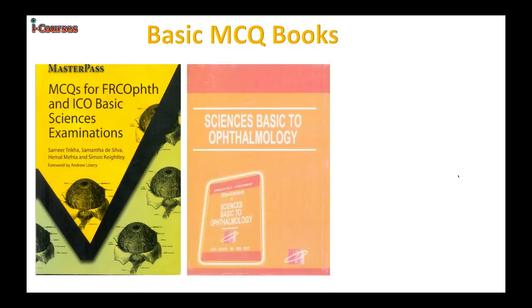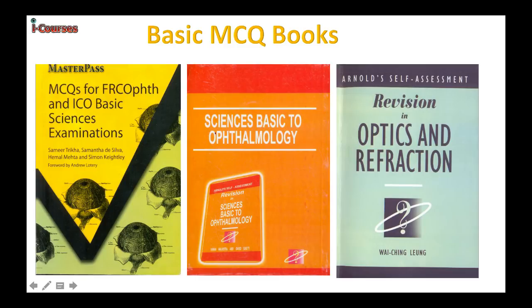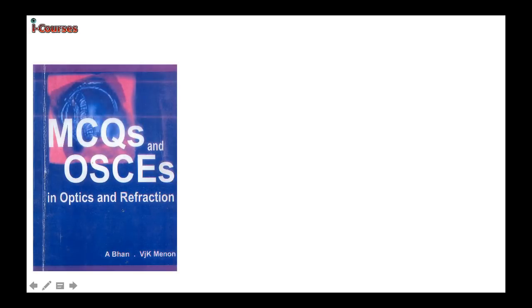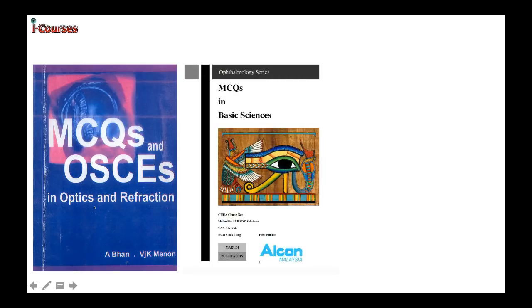Then you have the Arnold series, Arnold Basic Sciences and Arnold Optics and Refraction, which have good quality questions in both of them. So I recommend that you go to both of them after you finish the Master Pass. After this, there is the Behan book for MCQs and OSCEs in optics and refraction. It may be slightly more difficult than the previous books, but it is important, as the optics exam sometimes has tough and difficult questions that you need to practice earlier before the exam, and the Behan book can give you this opportunity.